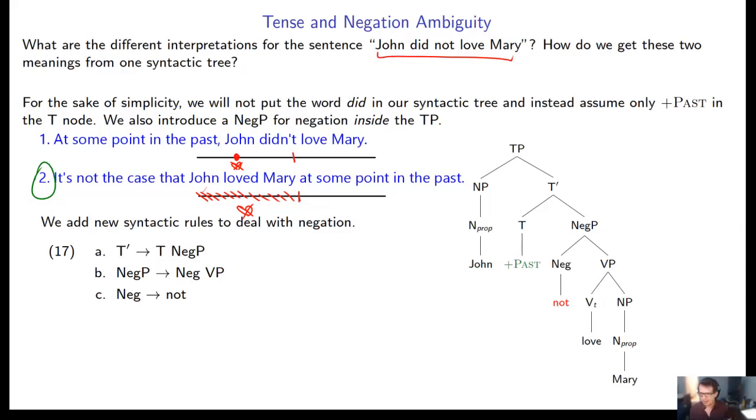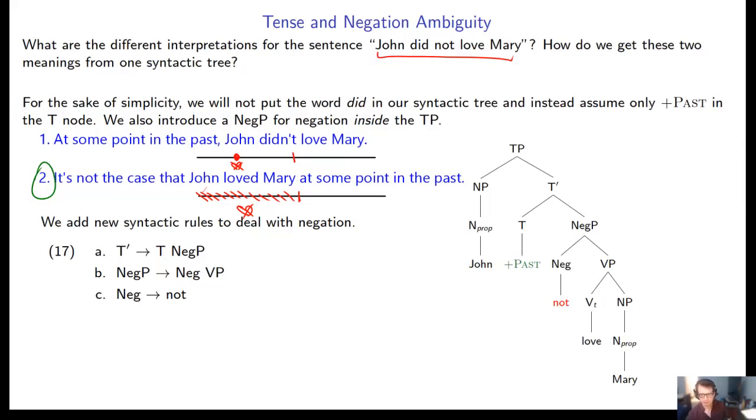So, how do we get these two interpretations? Well, first of all, we need to figure out how to get not into our tree. And then we need to figure out how to get two interpretations, which, by the way, is going to be raising. So we haven't done this in the course for good reason, because negation inside our clauses causes a lot of issues. Because mainly every time you get negation inside a clause, you can get scope ambiguity.